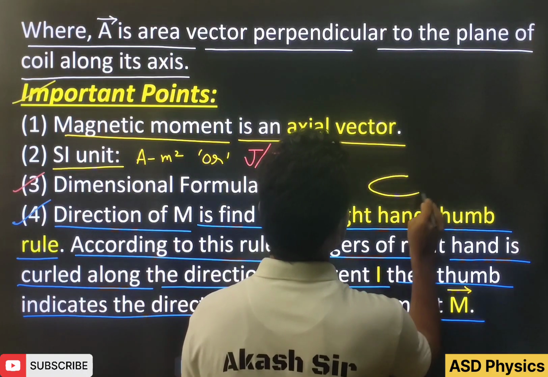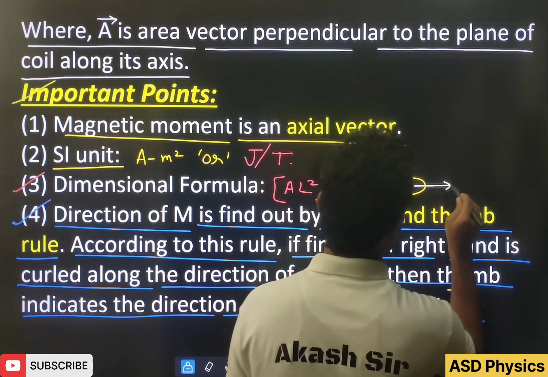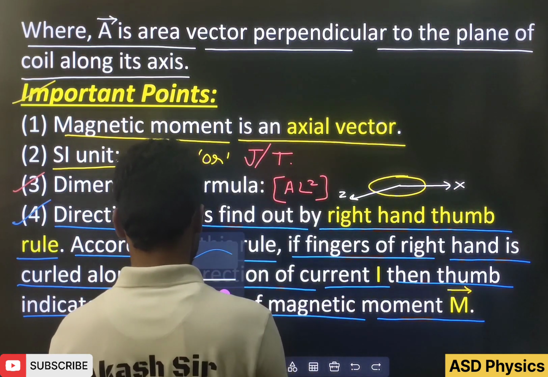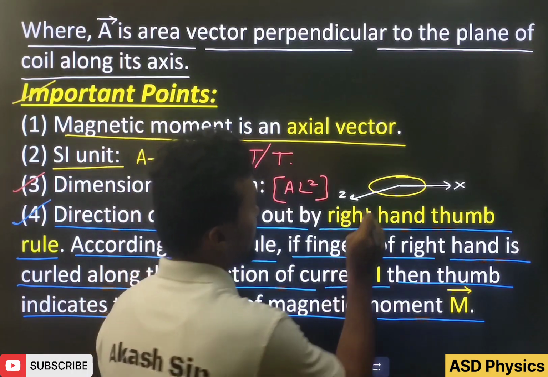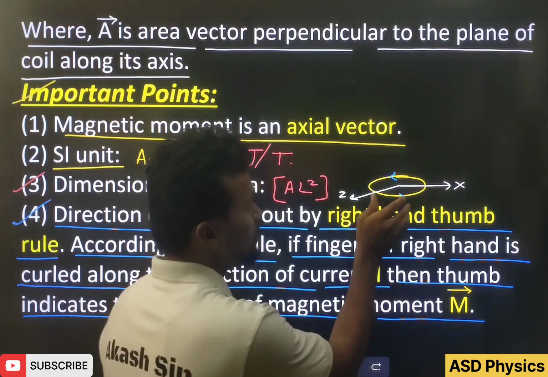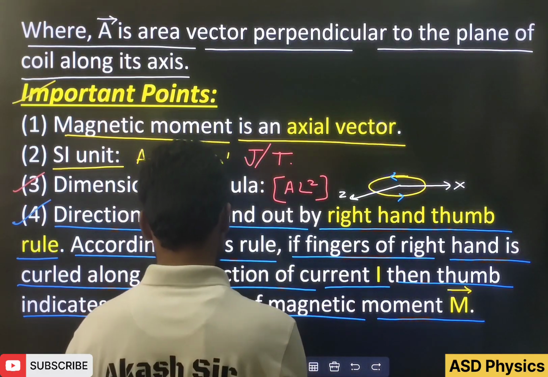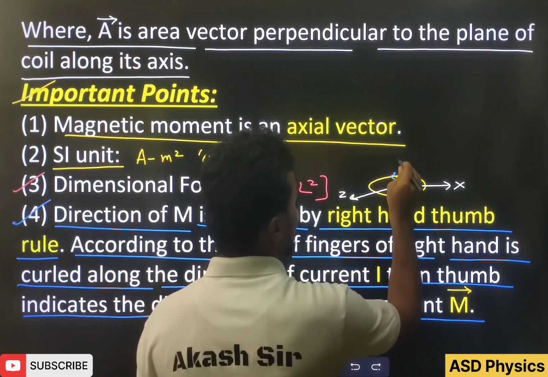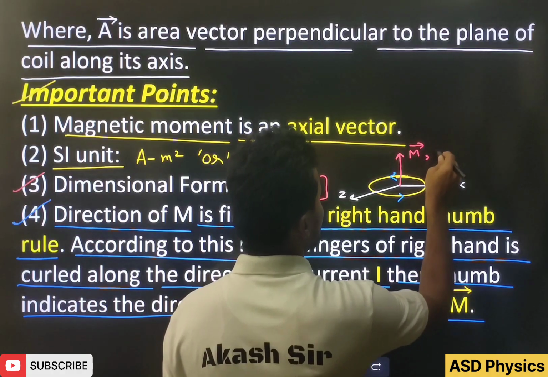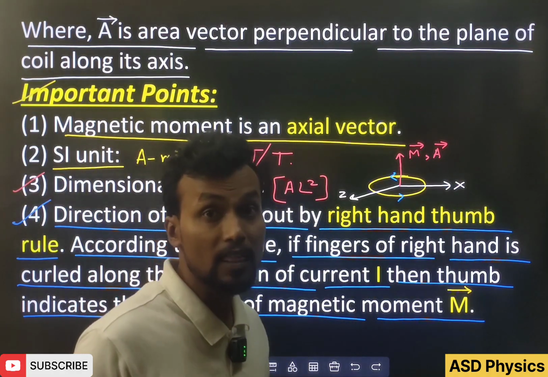Let's take here, for example, there is one coil, okay, and this coil in which plane? Let's take this coil in a ZX plane. Let's take current is flowing like this. Now what we have to do, curl your fingers of right hand along the direction of the current, then thumb will indicate the direction of the magnetic moment, okay. So this will be the direction of the magnetic moment, even this will be the direction of the area vector also.